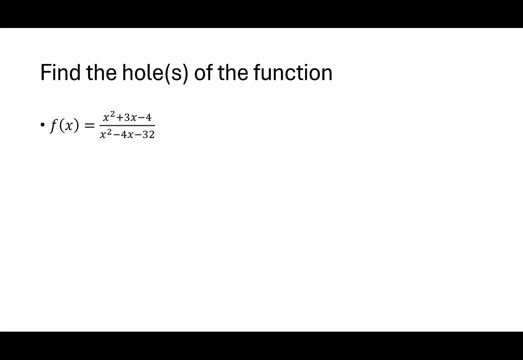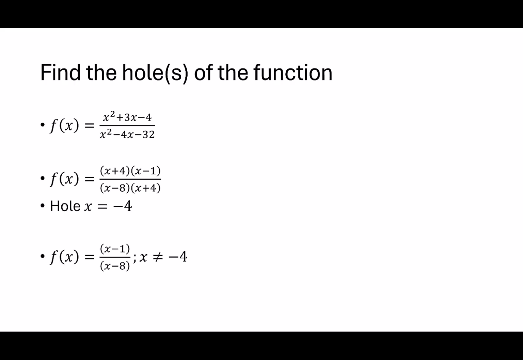Say I had x squared plus 3x minus 4 over x squared minus 4x minus 32. I would factor the numerator to get x plus 4 times x minus 1. Then I factor the denominator to get x minus 8 times x plus 4. Because I have a common factor of x plus 4, I'll set it equal to 0. x plus 4 is 0 when x is negative 4, which says there's my hole. I can rewrite my function as f of x is x minus 1 over x minus 8 with a note to say x cannot be equal to negative 4.